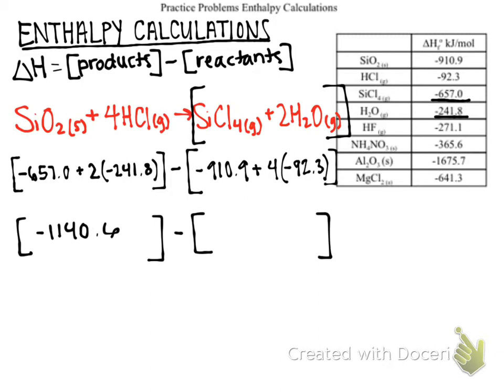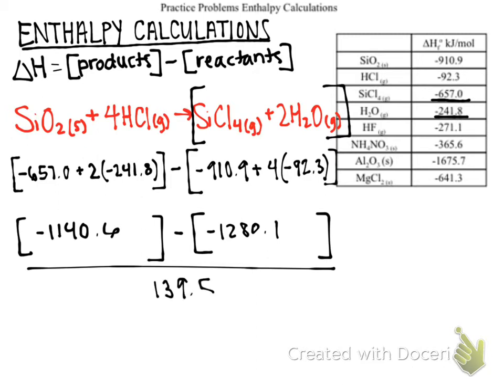And next one is negative 1280.1. Alright, then you can type in that part. So you would go negative 1140.6 minus negative 1280.1. You should get your answer to be a positive 139.5. And so because it is positive, that tells you that it is endothermic. If your answer was negative, it would be exothermic.